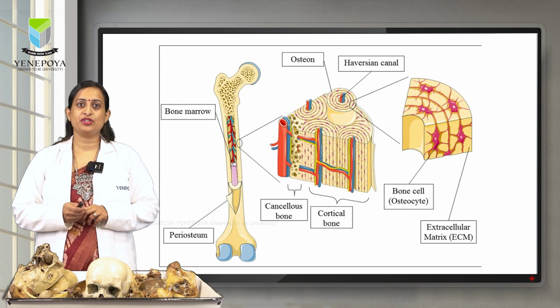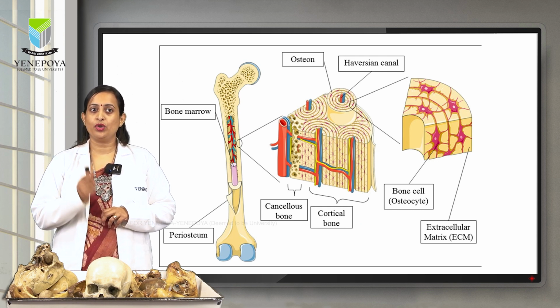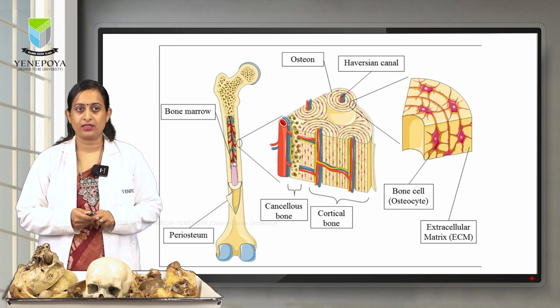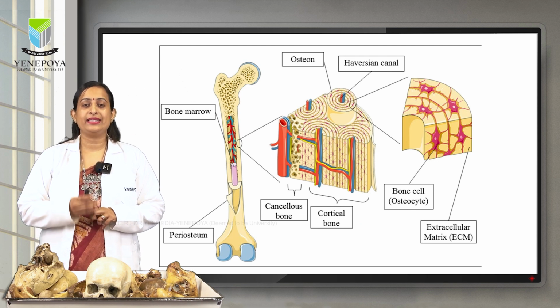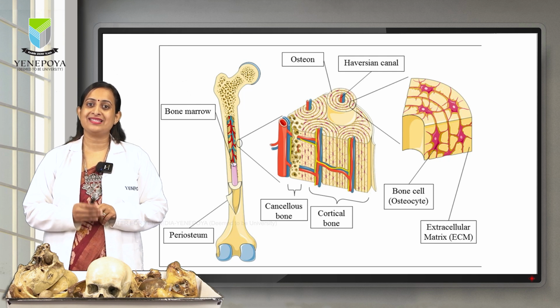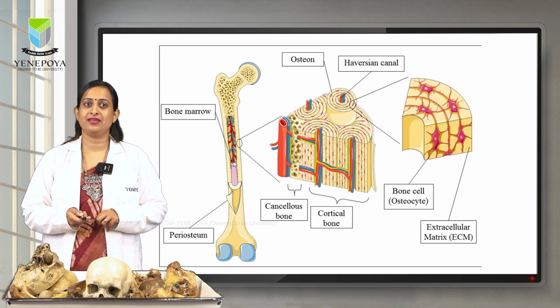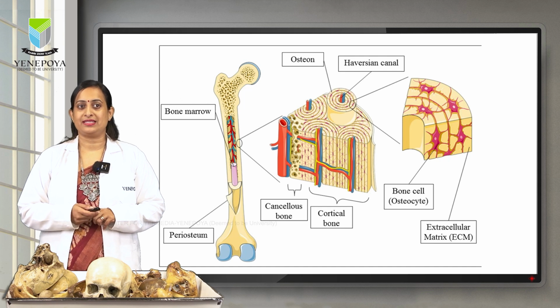So this is another picture which clearly tells us the blood supply to the bone, and where the bone marrow is present. This is where the medullary cavity is filled by the bone marrow, and where the important function happens, which is the production of blood cells. All the blood cells are produced here where the bone marrow is present.